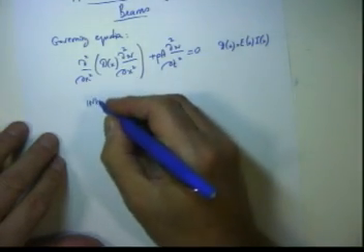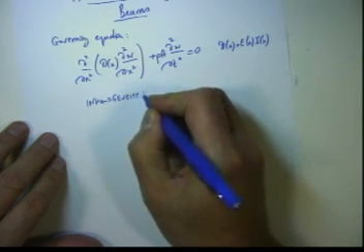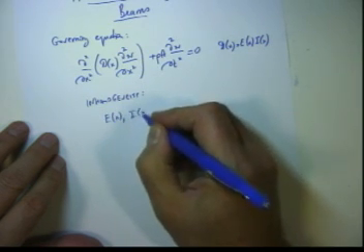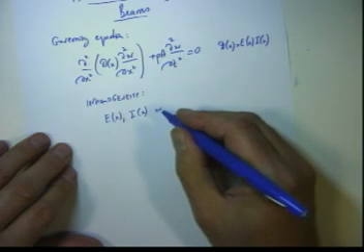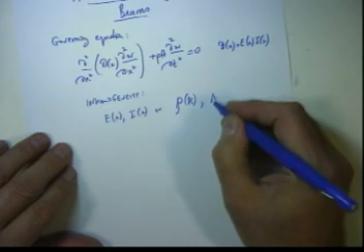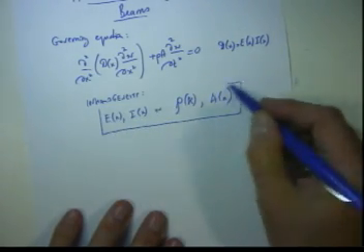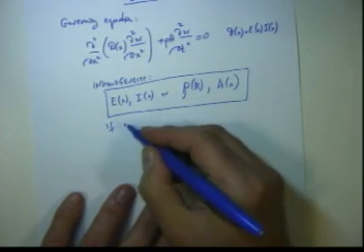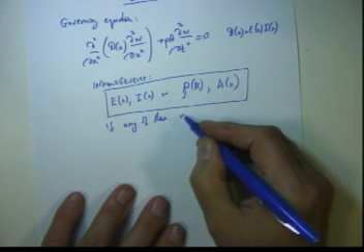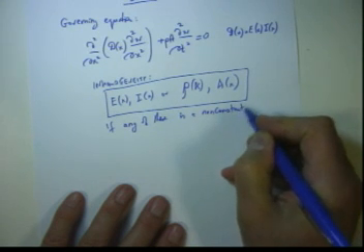So inhomogeneity means E(x) or I(x) or rho(x) and A(x). If any of these quantities is not constant, we have an inhomogeneous beam.